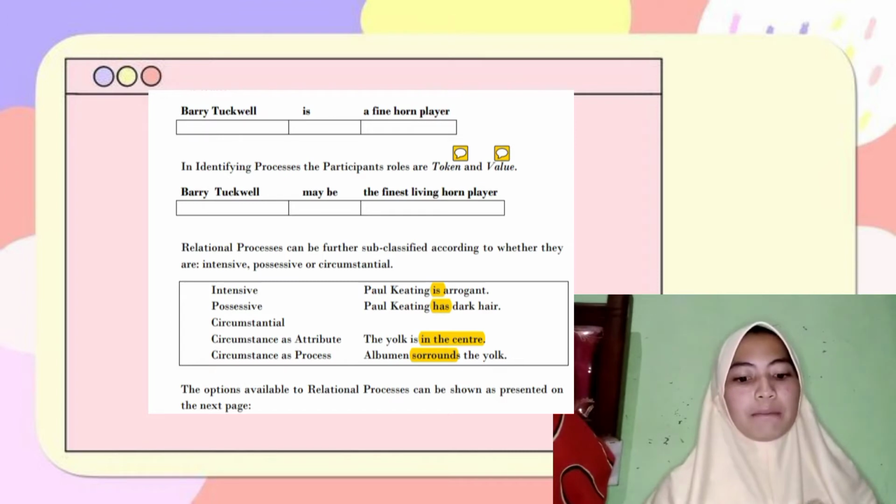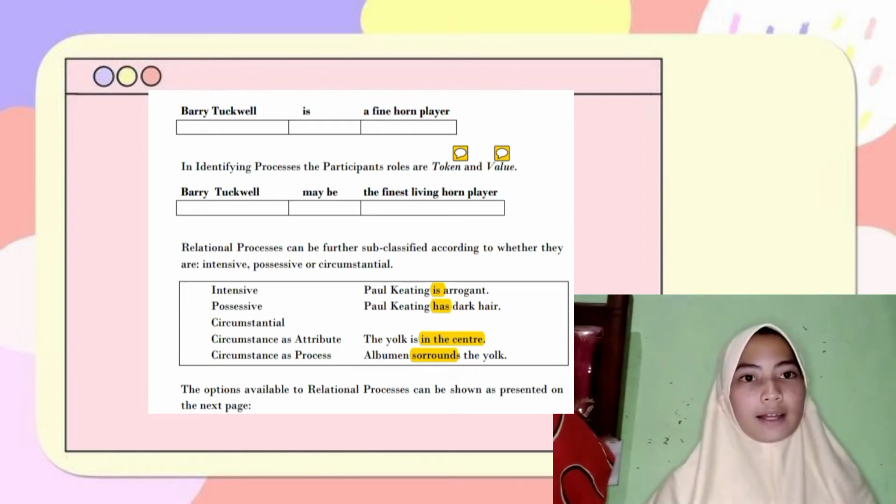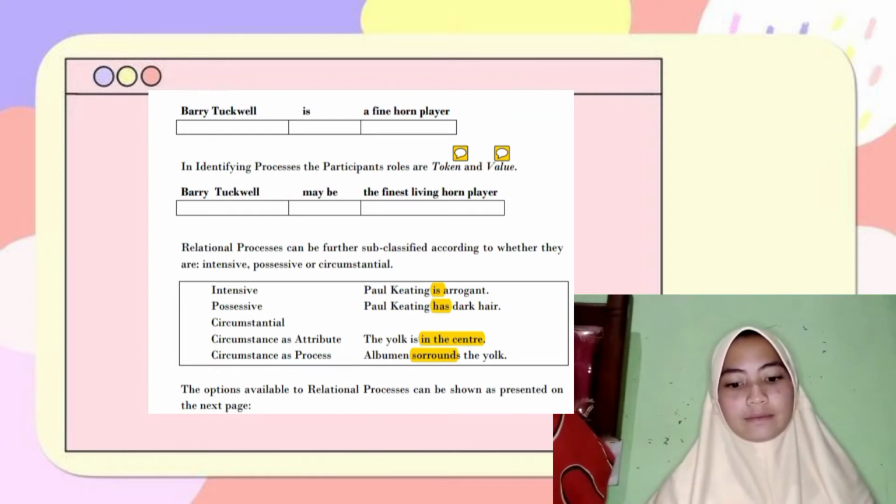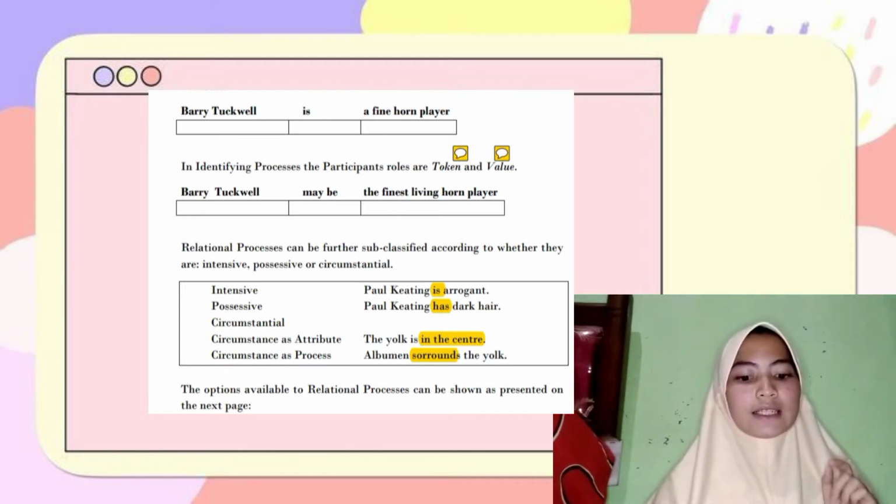Relational processes can be further subclassified according to whether they are intensive, possessive, or circumstantial. Intensive: Paul Cutting is arrogant. Possessive: Paul Cutting has dark hair. Circumstantial. Circumstance as attribute: The yolk is in the center. Circumstance as process: Albumen surrounds the yolk.